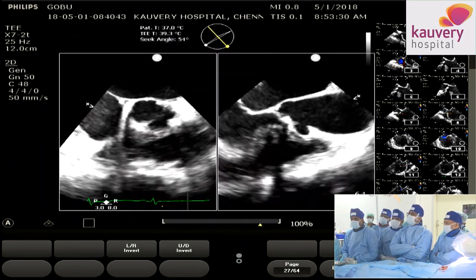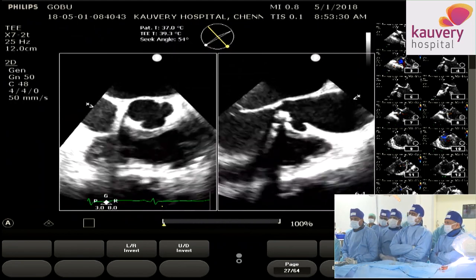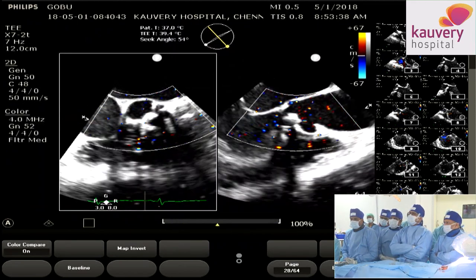That's another view showing the bileaflet. I mean, the coronary height and the sinus is also.